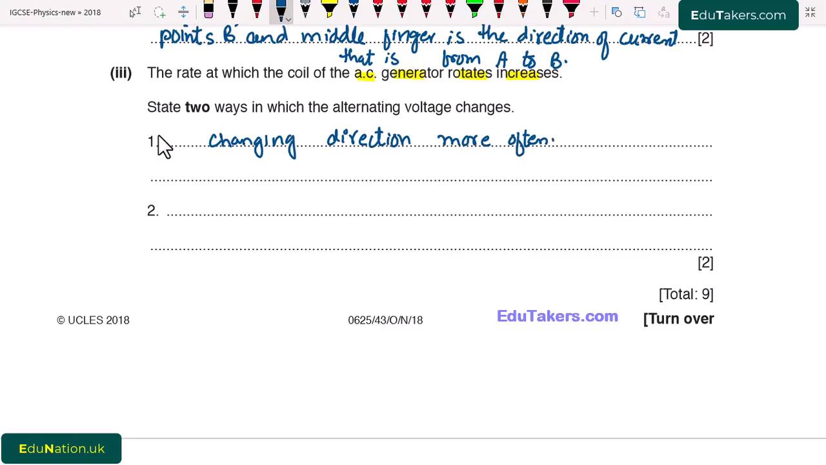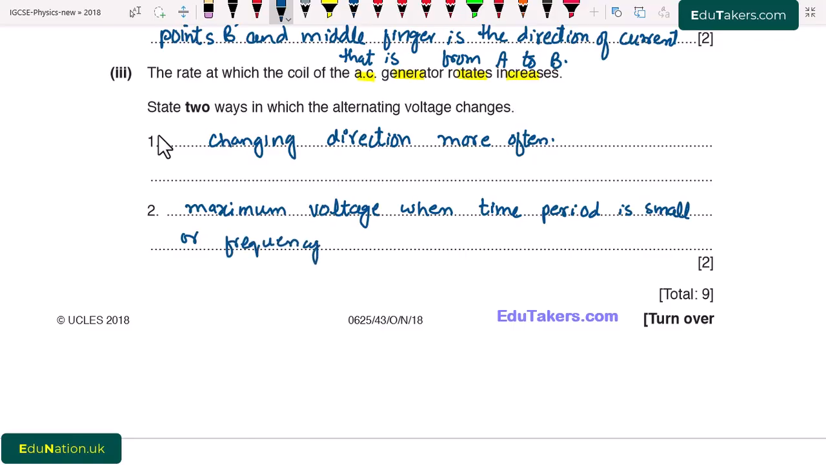and second one, we can increase the alternating voltage by decreasing the time period or increasing frequency. So I write here, maximum voltage, that is alternating voltage, when time period is small or frequency is large.